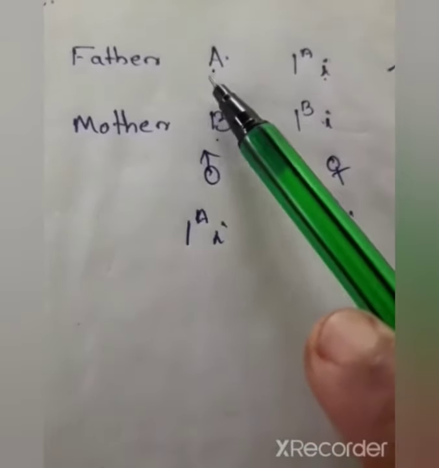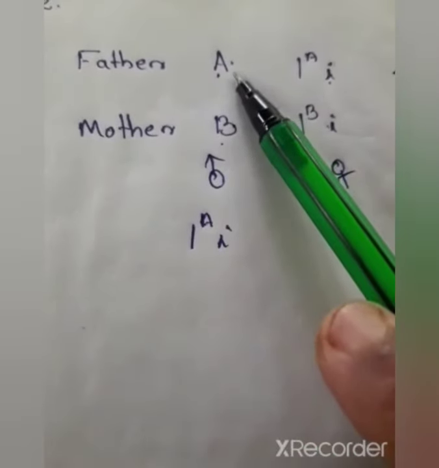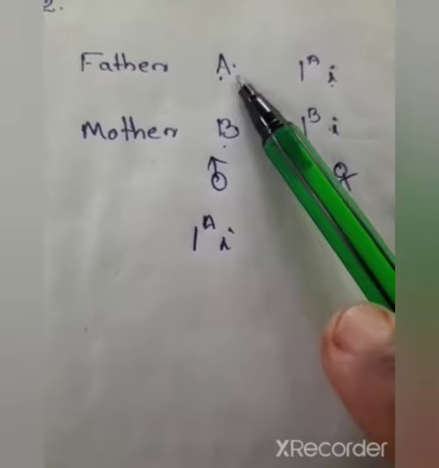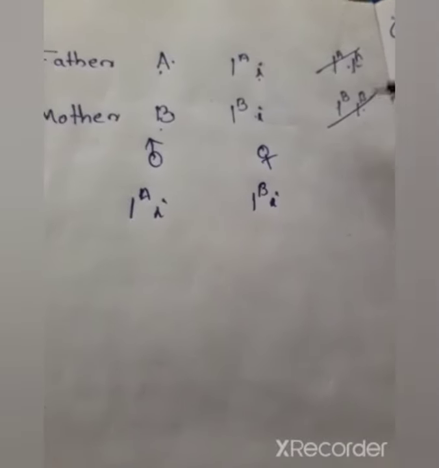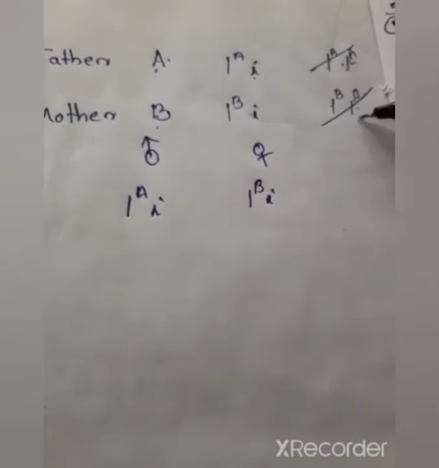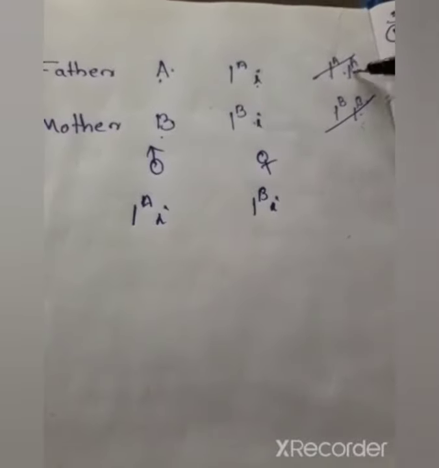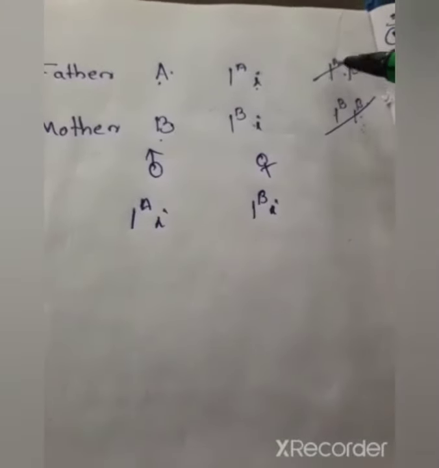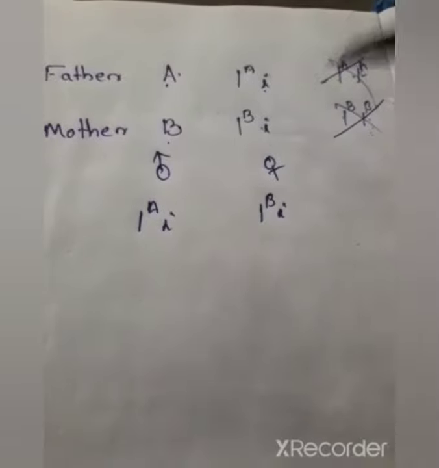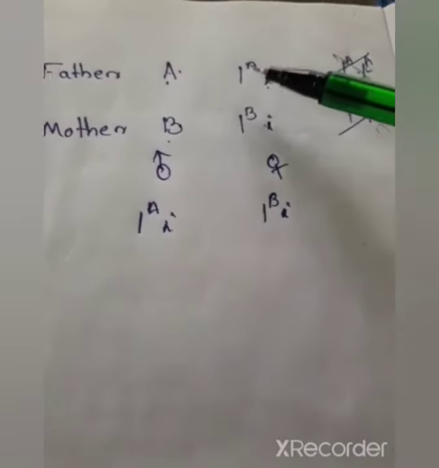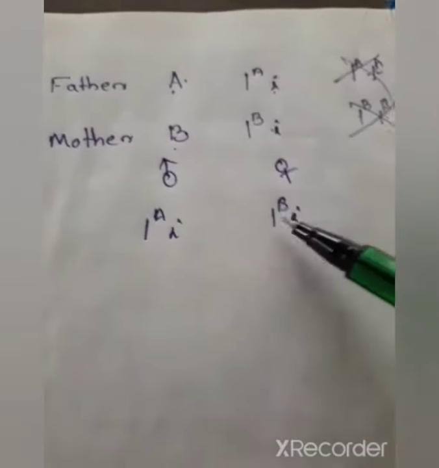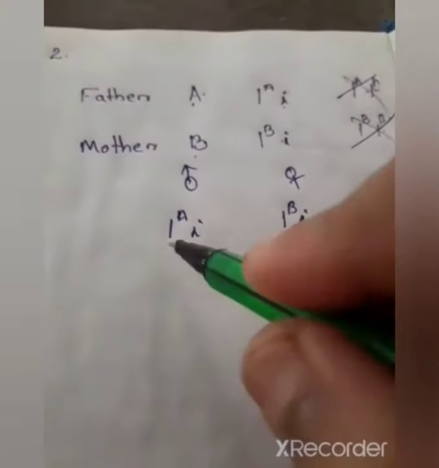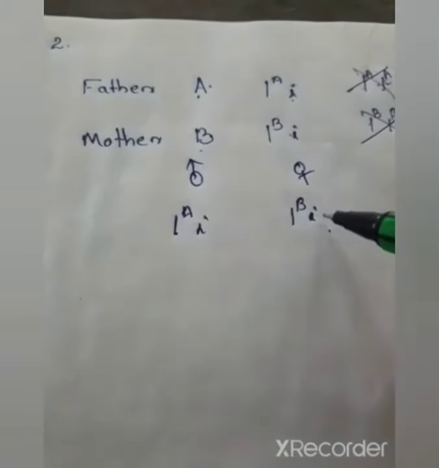Another possibility for forming A group is the homozygous condition IA and IA. For B group, IB and IB. But if we take these two conditions, there is no possibility to form an O group offspring. There is no recessive allele there, so there is no chance with that genotype. So we take IAi and IBi. This is the father and this is the mother. These are the parents.